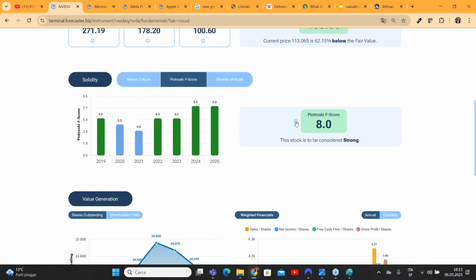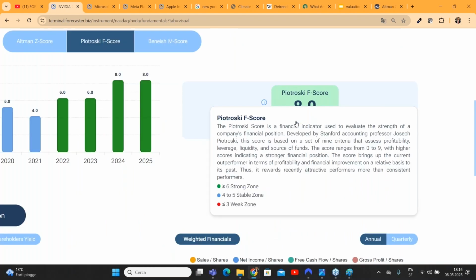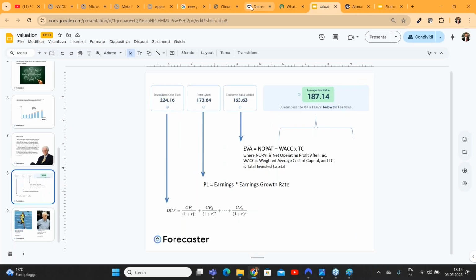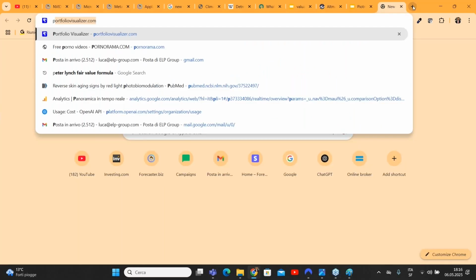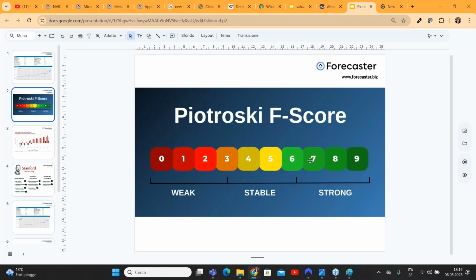The Piotroski score is another very interesting ratio made by Piotroski, who is a professor at a very important university. Also in this case, we have a very simple formula that you can of course find online, but I can show you better here. The result is a number between 0 and 9. If you find a company with 6, 7, 8, or 9, it's considered a strong company.